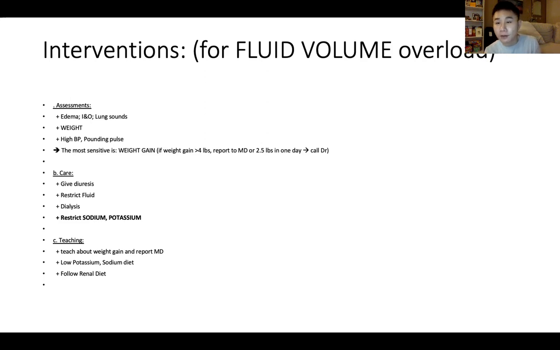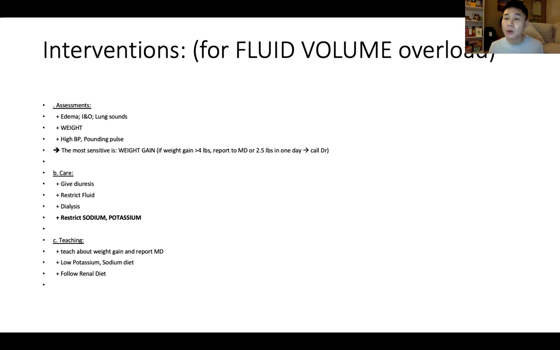Next, how do we care for them? We give them a medication called diuretics. A diuretic is a medication that promotes urine production and urination for the patient, therefore decreasing the volume of blood or volume inside the body. We also restrict fluid. We don't give them a lot of water, mostly ice chips, so that they don't have such a high intake of water and then retain it.